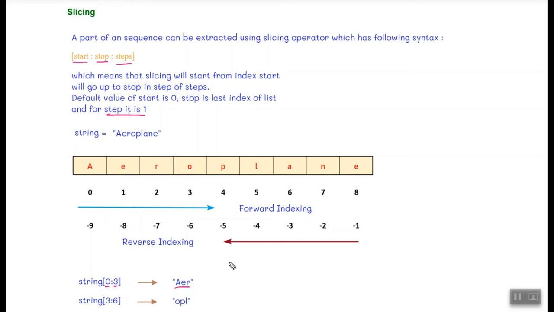If we want to fetch the elements at location 3 to 5, we can write like this: 3, 6. This is how we can fetch the elements from index location 3 to 5. And that's why we get O, P and L.